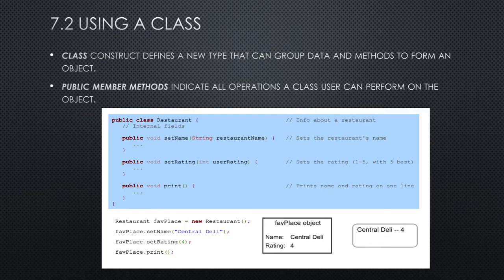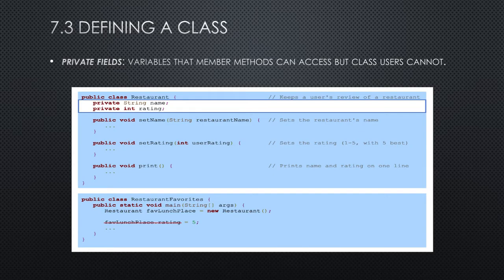Next, take a look at the definition of a class. We have a private field, basically a variable that member methods can access, but the class user cannot see. Here the private access modifier precedes each class field declaration. So essentially a class definition has private fields for storing local data, and you cannot access a class's private field. Only the class's member methods can. So here you see that it's private, and in another class you can't access it.